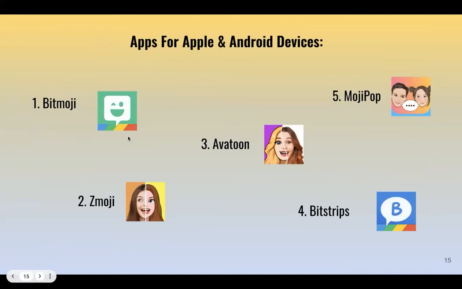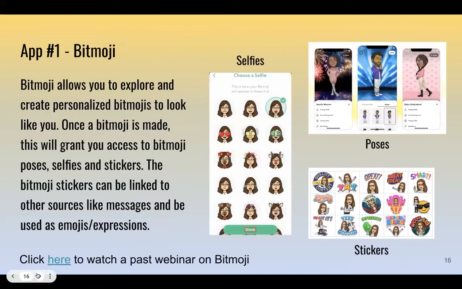Here are some possible apps, including Bitmoji, which is a really popular app, Zmoji, Avatoon, Bitstrips, and Mojipop. So Bitmoji is a very interesting and very reliable app you can use. It allows you to explore and create personalized Bitmojis to look like you. Once a Bitmoji is made, this will grant you access to Bitmoji poses, selfies, and stickers. The Bitmoji stickers can be linked to other sources like messages and be used as emojis or expressions.